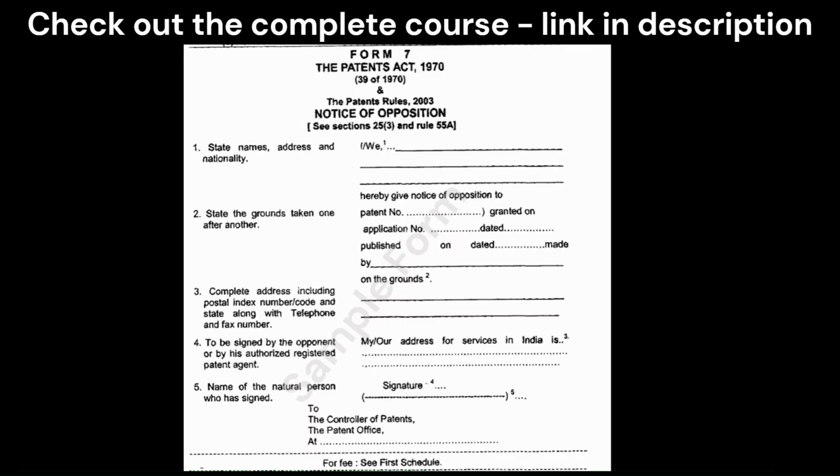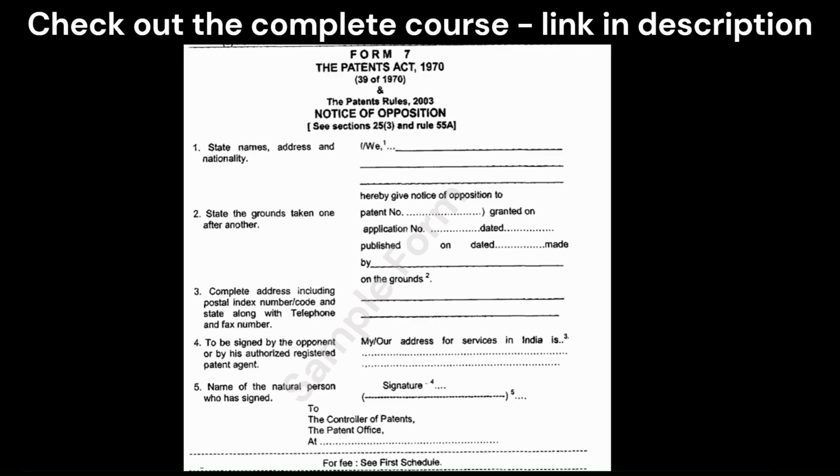It is used when any person wants to oppose the grant of a patent after it has been published, but before or soon after it is granted. So it is the form for notice of opposition to grant of patent. It can be under pre-grant opposition and it can also be for post-grant opposition. In other words, if someone believes a patent should not be granted because it is not new or it is copied or it violates certain rules, then you can use this Form 7 to officially challenge it. The legal references for this are Section 25(2) and Rule 55.